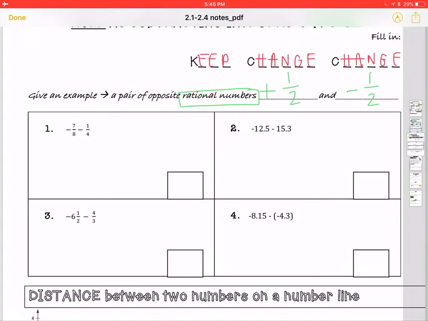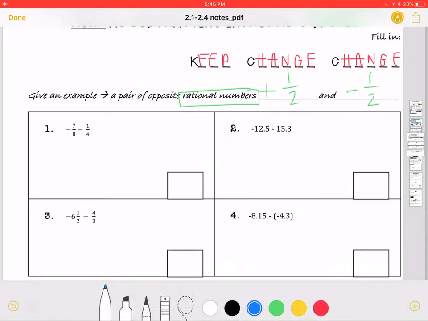So first things first, looking at number 1, I notice there's subtraction, so I should be thinking of my subtraction rules, KCC, or add a line, change the sign. So I'm going to put KCC, and now let's actually do that. Keep negative 7/8. Change subtraction to addition. Right now that is a positive 1/4, so we're going to change it to a negative 1/4.